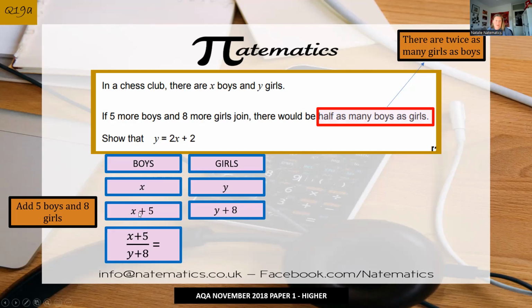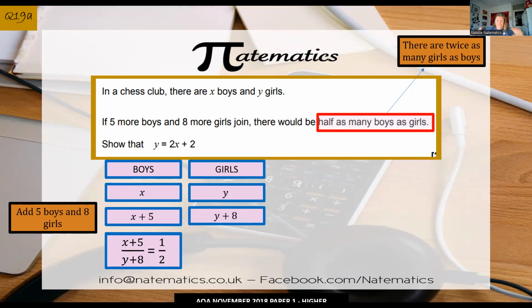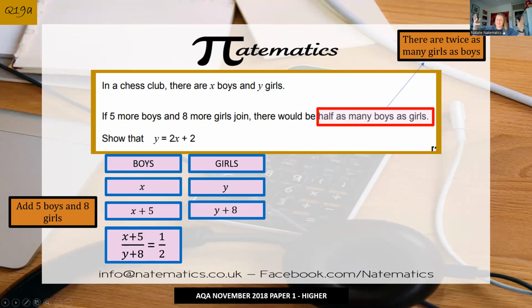So we know that whatever this is divided by whatever this is, as I've done here, must be a half. Because whatever the number of boys is, it's half of whatever the number of girls is. This comes up quite a lot on ratio questions on higher level. So have a think about how you can represent ratios as a fraction.